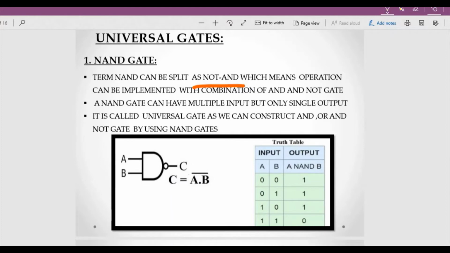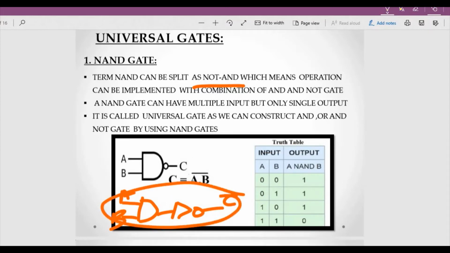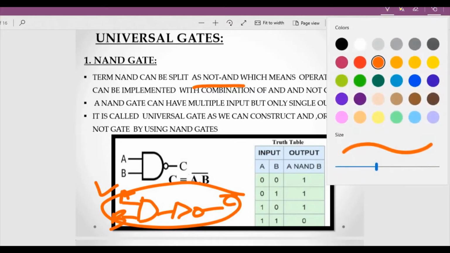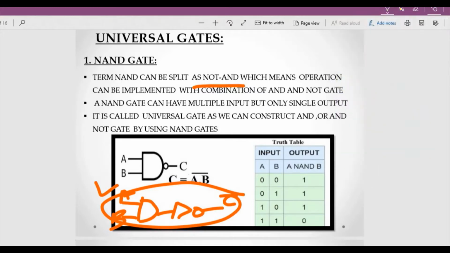So this is your NAND gate. You can see that it is a combination of an AND gate and an inverter. This is A, this is B, and this is C. When we combine these two, you get this symbol of the NAND gate. Now we'll check out the truth table. This diagram would be easier for you to understand regarding the NAND gate.